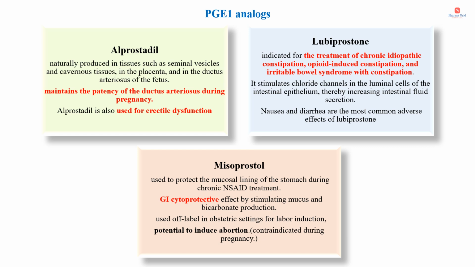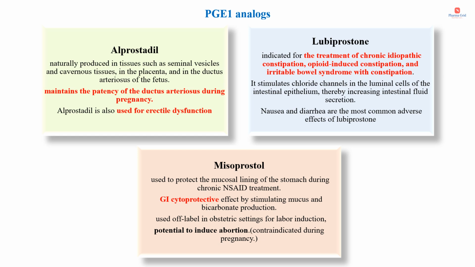Next drug is lubiprostone. It is indicated for the treatment of chronic idiopathic constipation, opioid-induced constipation and irritable bowel syndrome with constipation. So one of the most important uses of lubiprostone is to treat constipation. Its mechanism of action is by stimulating chloride channels in the luminal cells of the intestinal epithelium, thereby increasing the intestinal fluid secretion. Nausea and diarrhea are the most common adverse effects of lubiprostone.